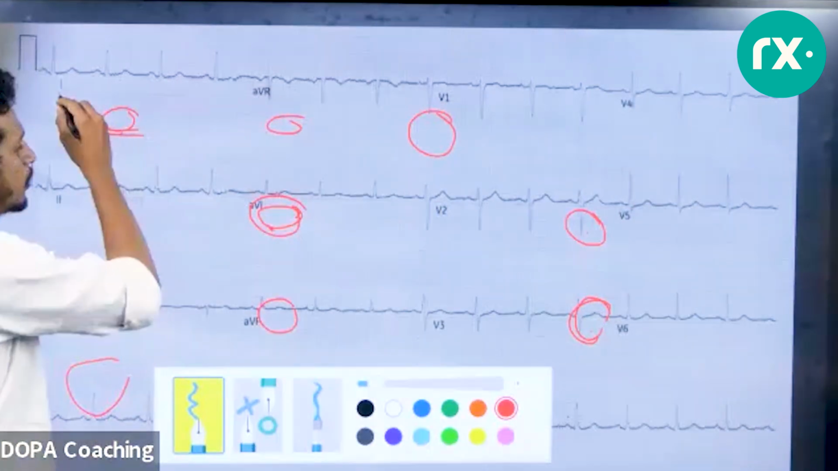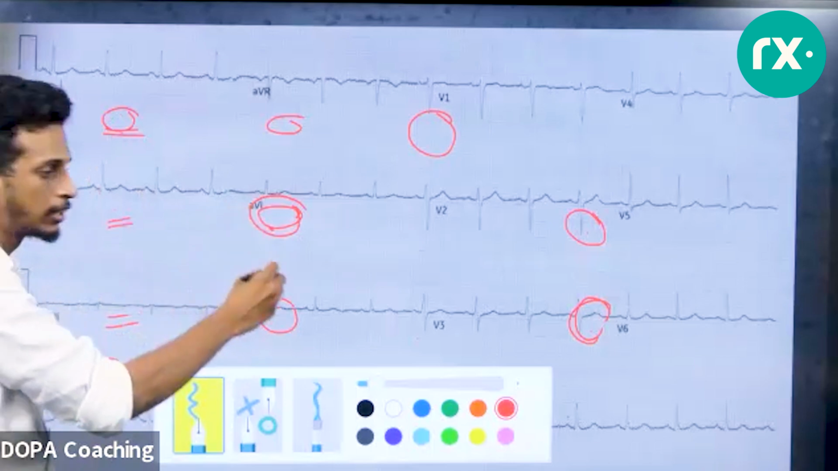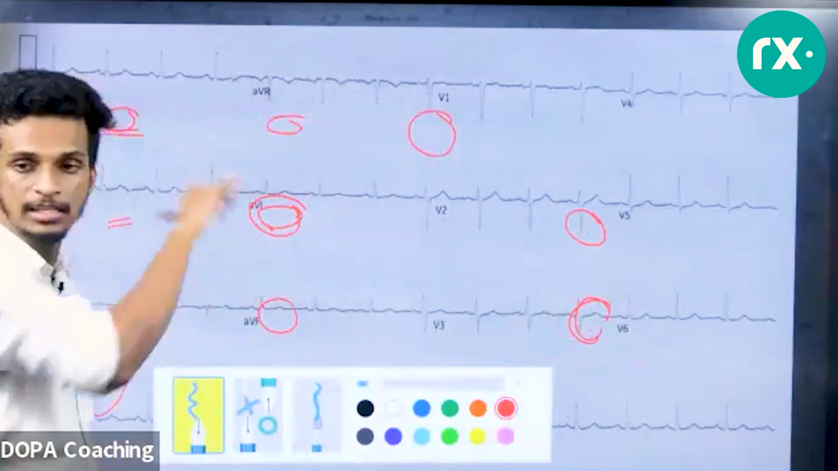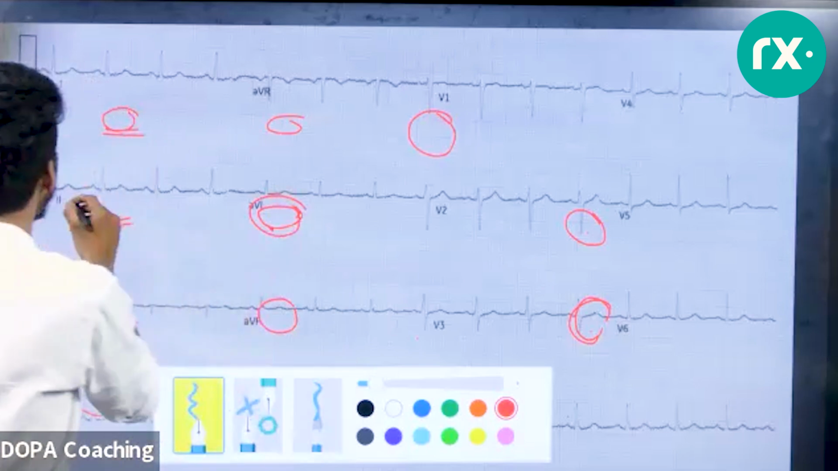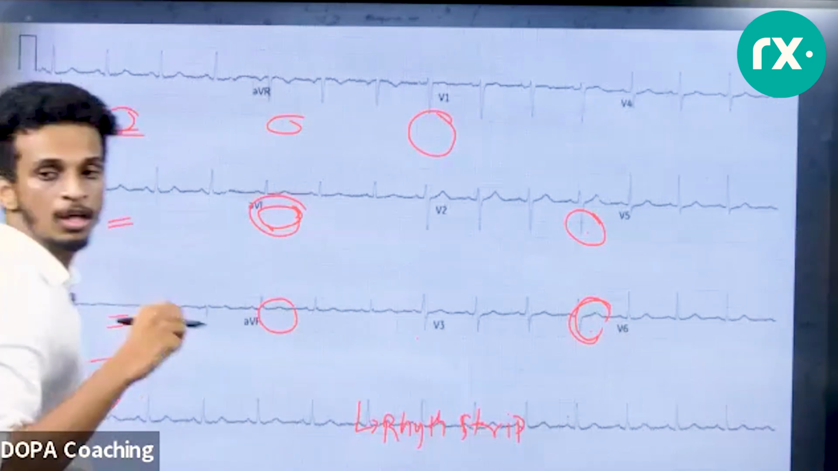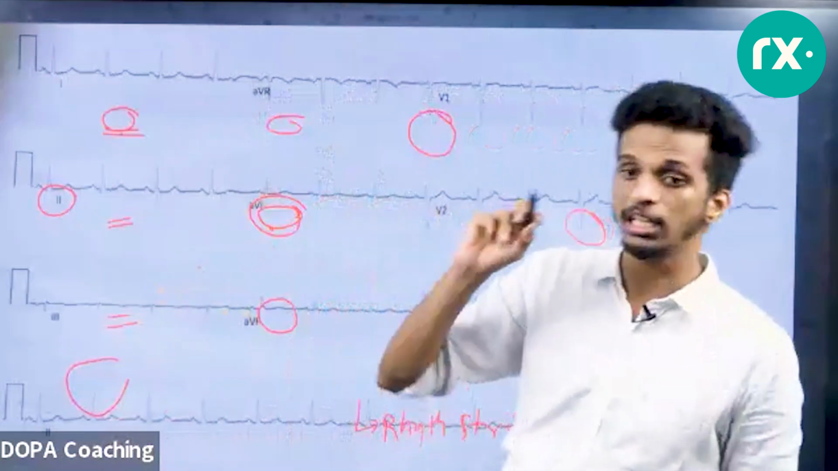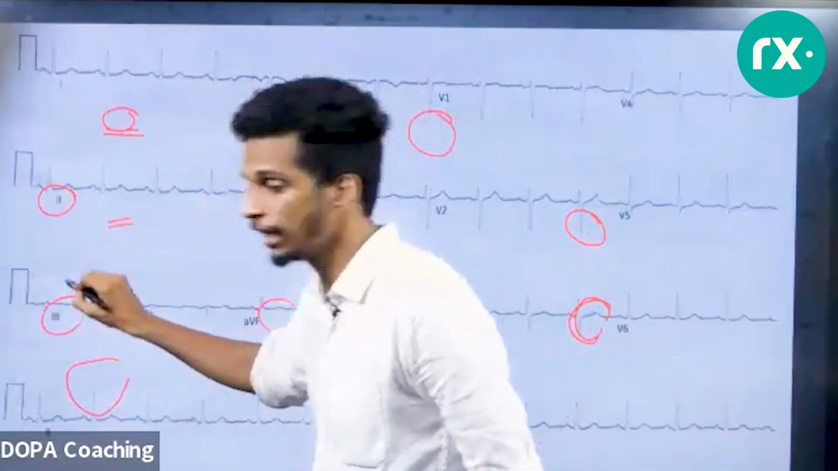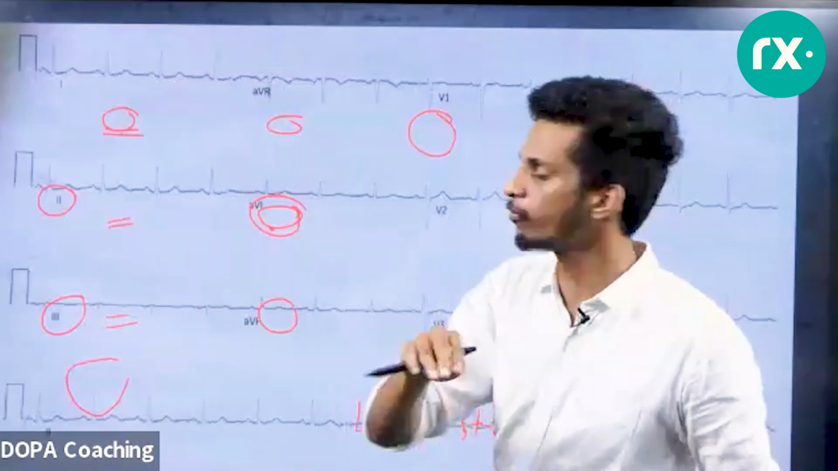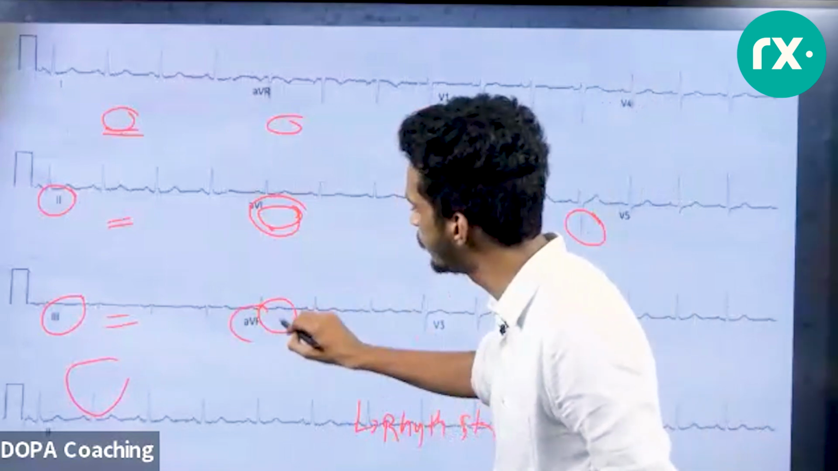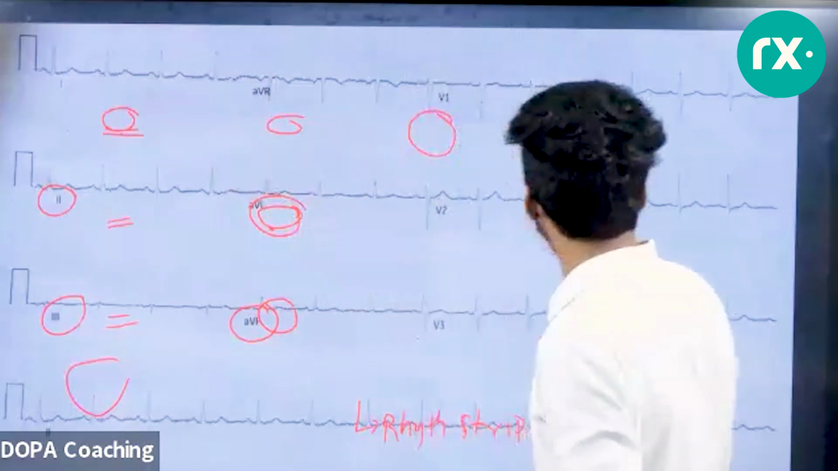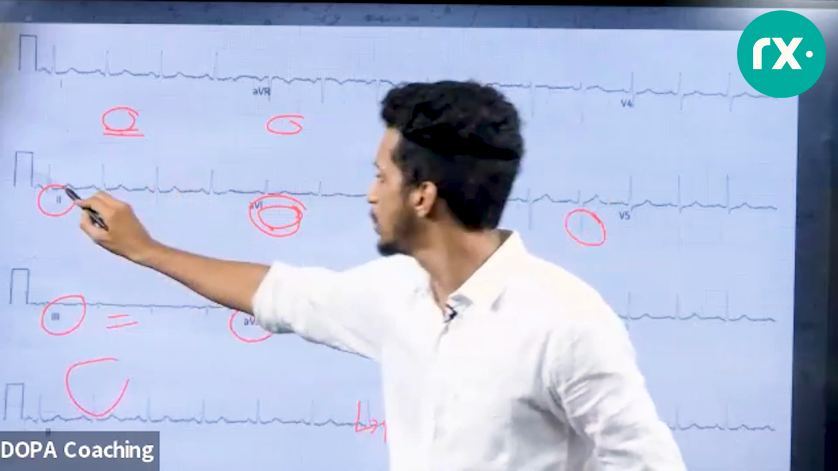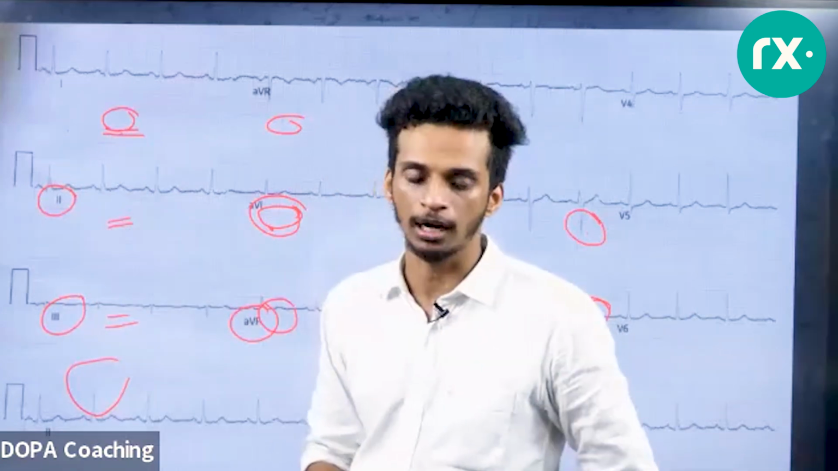So after looking at lead 1, I look at lead AVL, then lead V5, and then lead V6. If I see that these leads are normal, now I am going to look at lead 2. We know that lead 2 makes the inferior wall of the heart. After lead 2, the next lead is lead 3, which also makes the inferior wall, and the next lead is AVF. So after 1, AVL, V5, V6, the next thing I look at is lead 2, 3, AVF, because these 3 leads make the inferior wall of the heart.